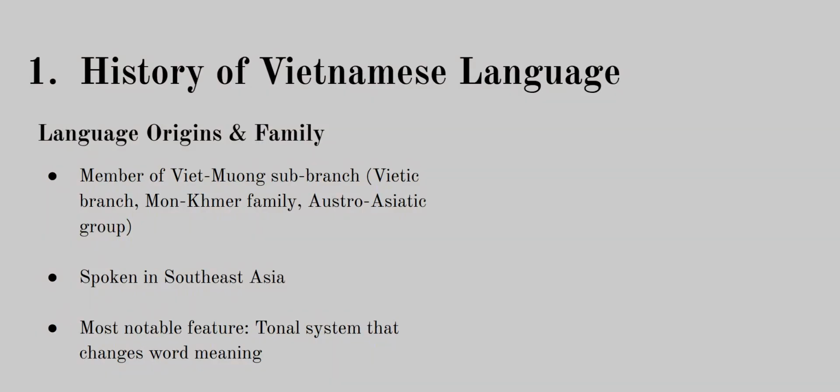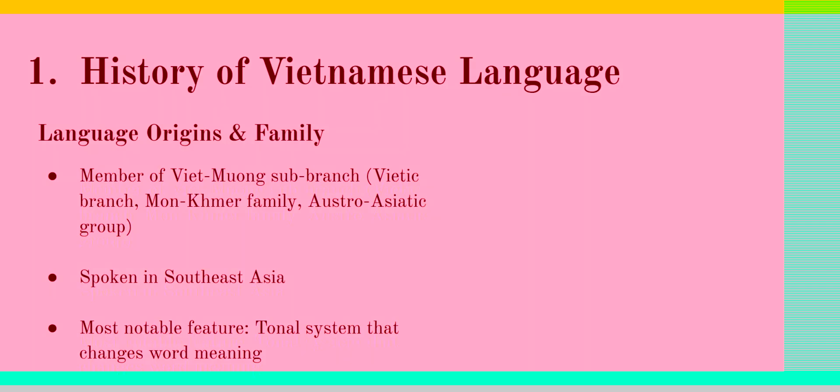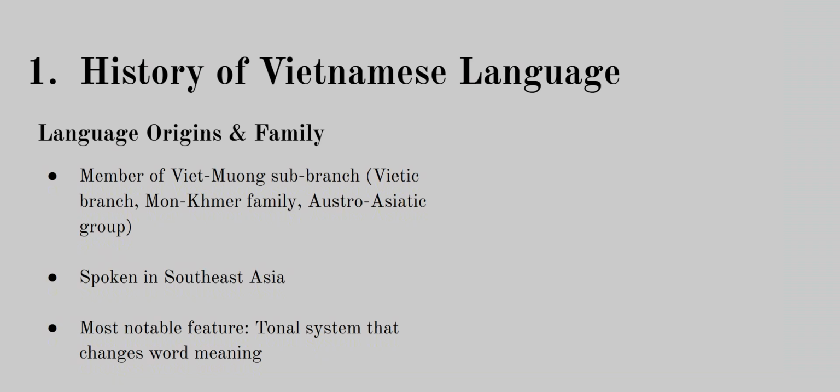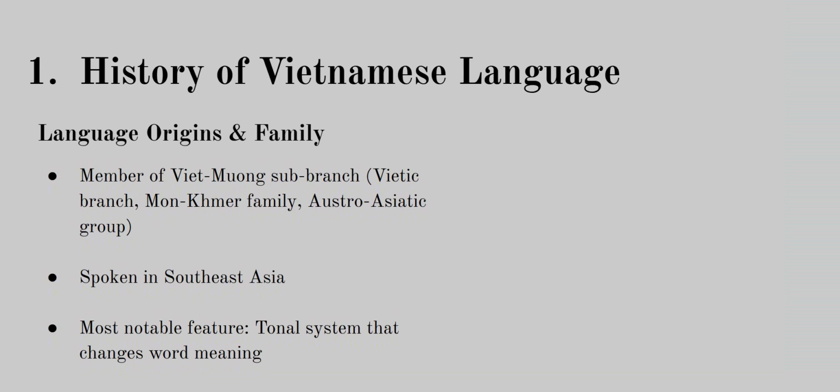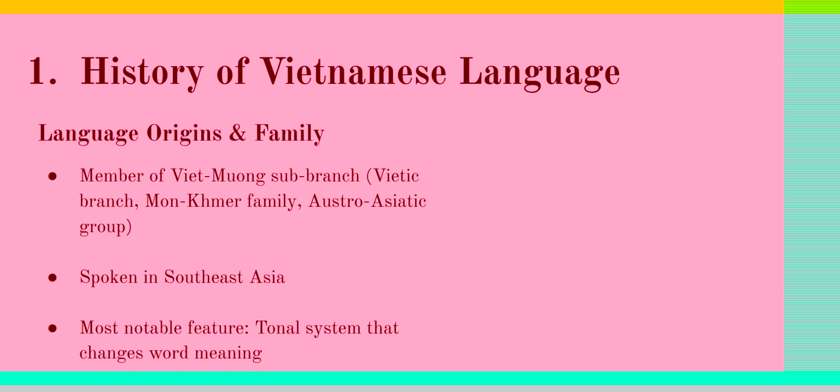So, if we talk about the history of Vietnamese, it's a member of the Viet-Muong sub-branch, which is the Vietic branch, Mon-Khmer family, and which is a part of the Austroasiatic group. It is basically spoken in Southeast Asia. As we know, Vietnam belongs to the Southeast Asian region, so about 95% of the population speaks Vietnamese there.